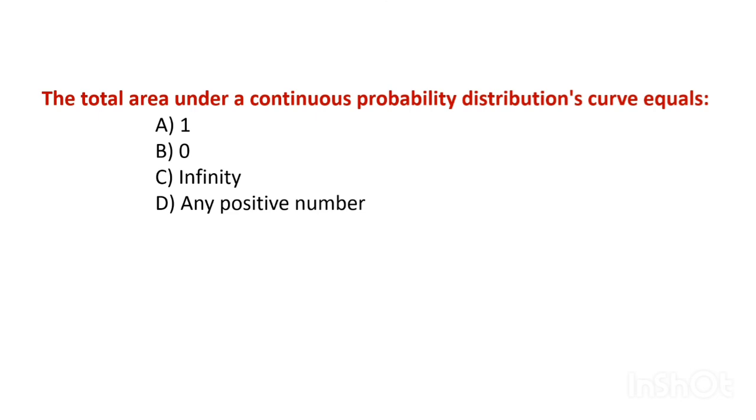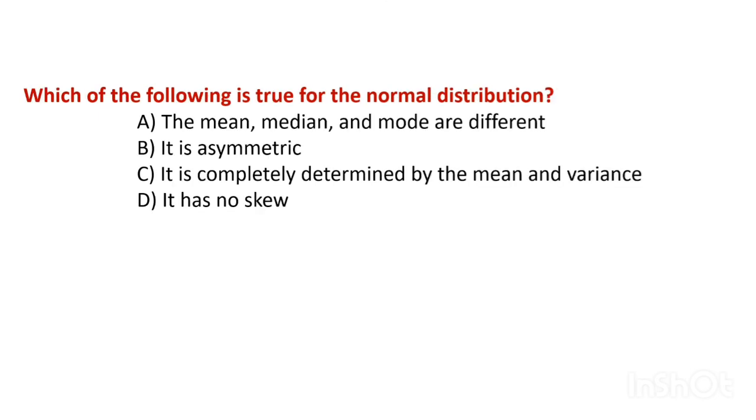The total area under a continuous probability distribution curve equals generally 1. The answer is A, 1. Why? Because the area under the probability density function curve represents the total probability, which must be equal to 1.